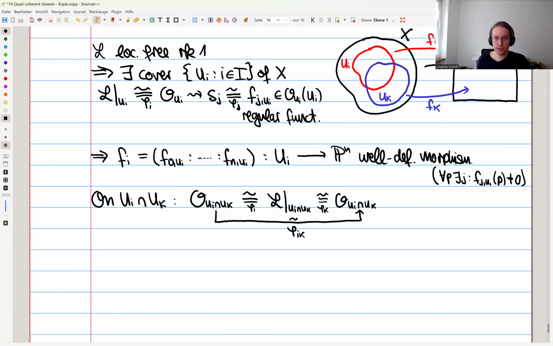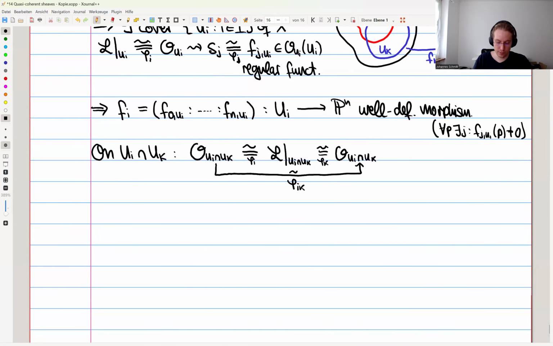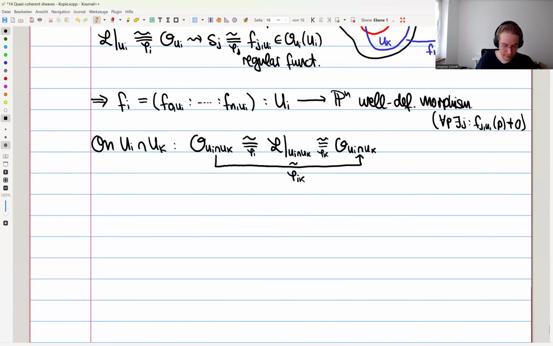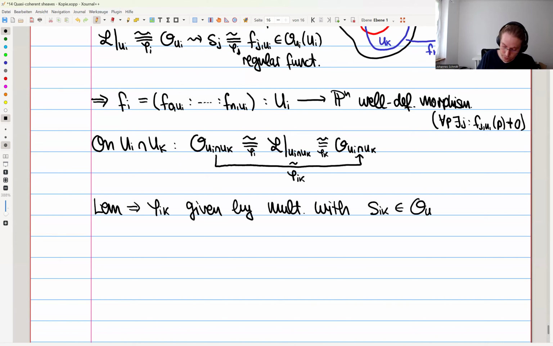And now here we see why the lemma that we proved was useful, because the lemma tells us such an isomorphism from the trivial line bundle to itself is given by multiplication with a function. So the lemma shows that the phi_ik is given by multiplication with s_ik, which is a function on U_i intersected U_k, and this function is actually invertible. Okay.